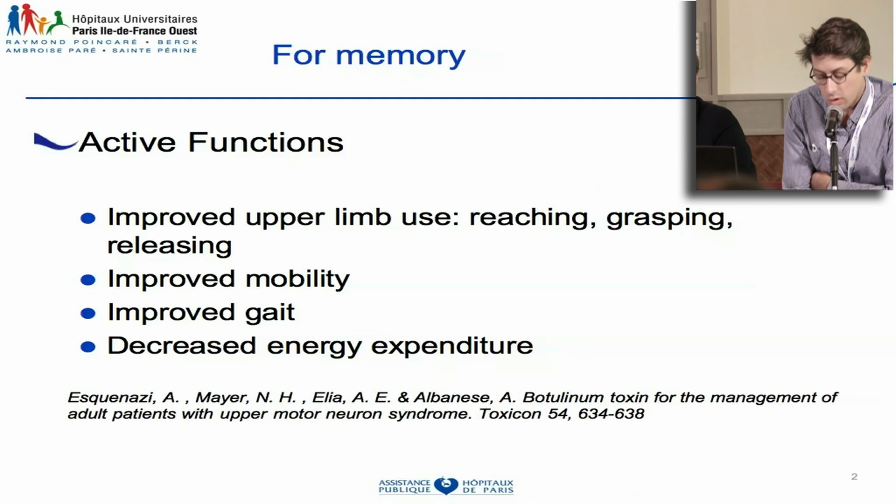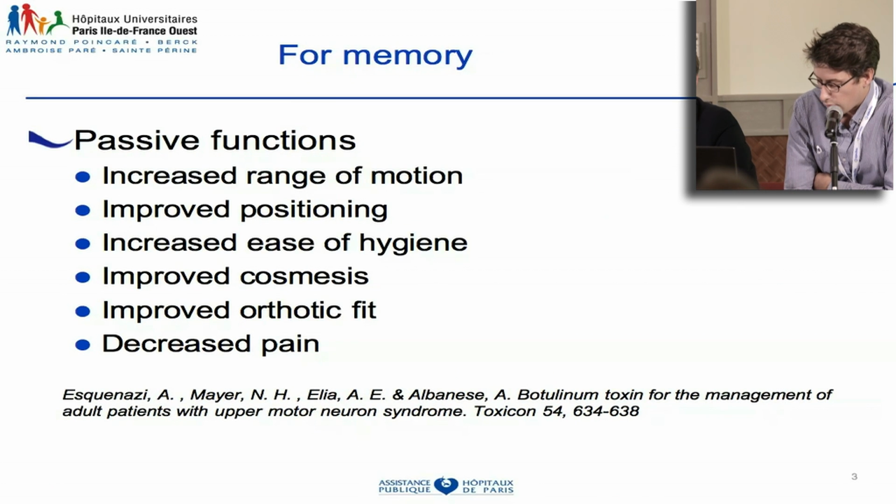The active functions include upper limb use, mobility, gait, and energy expenditure. The passive functions include range of motion, positioning, ease of hygiene, cosmesis, orthotic fit, and pain.